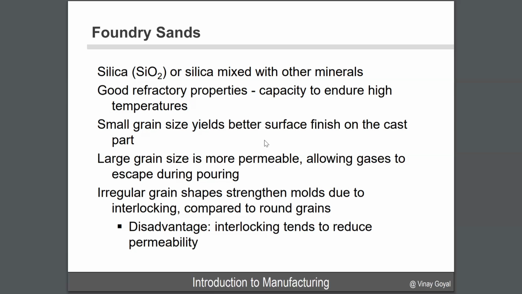Now, the other thing is that large grain size is more permeable, and it allows the gases to escape more easily during the pouring process. So there are multiple things going on here. Irregular grain shapes strengthen the molds due to the interlocking, compared to round grains. So having irregular grains in the sand material is actually kind of beneficial here. Having everything uniform makes everything move around much more easily. The disadvantage is that interlocking does reduce the amount of permeability, and you do like permeability when it comes to casting processes.